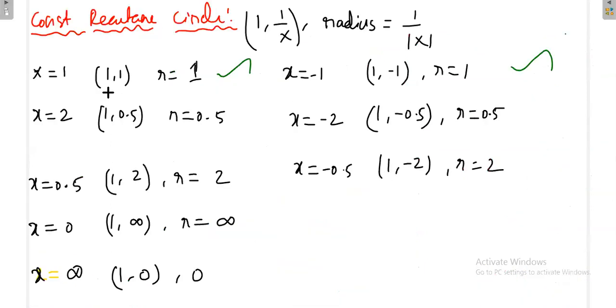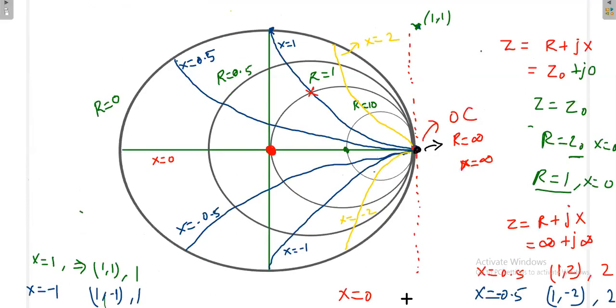What are the observations here? Constant reactance circle: this is also 1, this is also 1, this is also 1. Everything is 1, which means it is coming on a line. X is the same, Y can be anything. So the reactance circle's center point can be anywhere on this line. The center point of the reactance circles can be anywhere on this line. That is another idea.